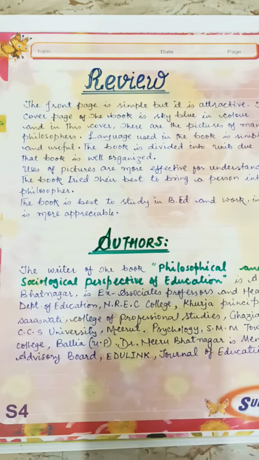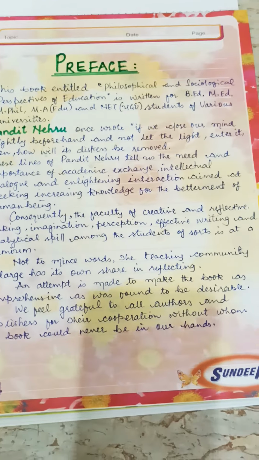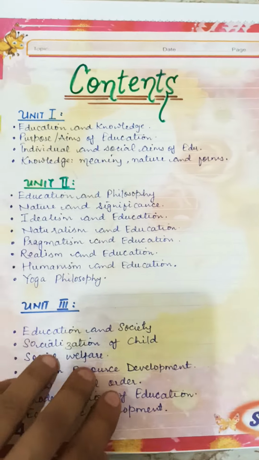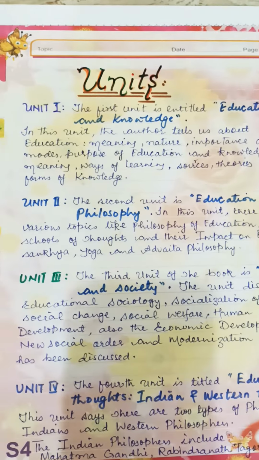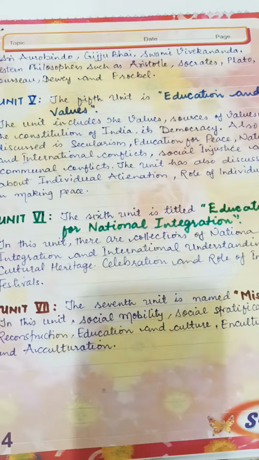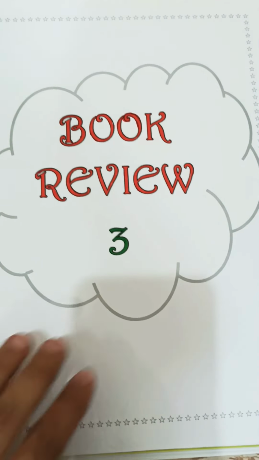Now we begin here the review of the book about the authors here. Then a preface, that's like an introduction about the book. Then the contents of the book, that is the units, how many units it contains. So it has 7 units here. And then, as I said, a brief detail about the units here given as well. And then we move to book review number 3.